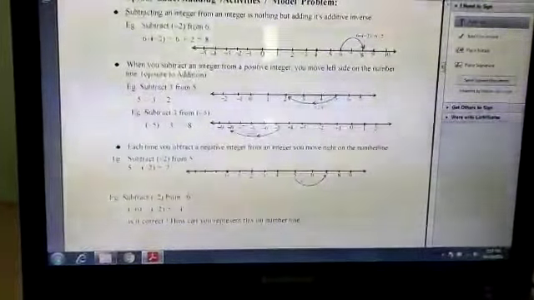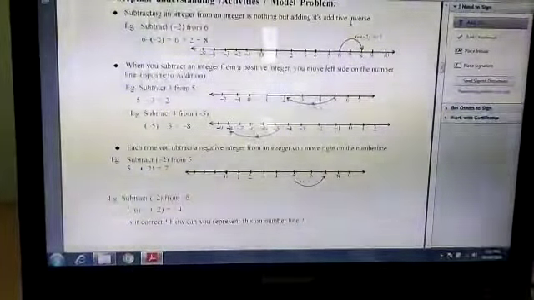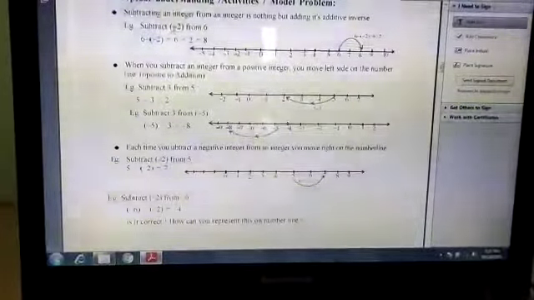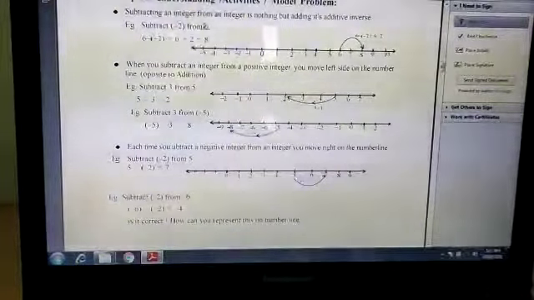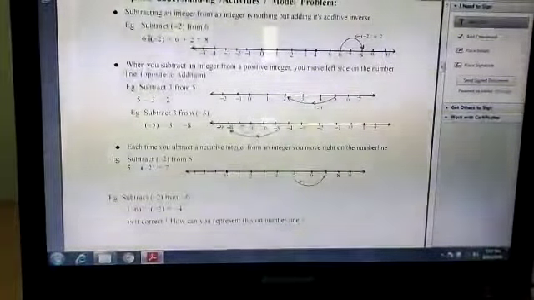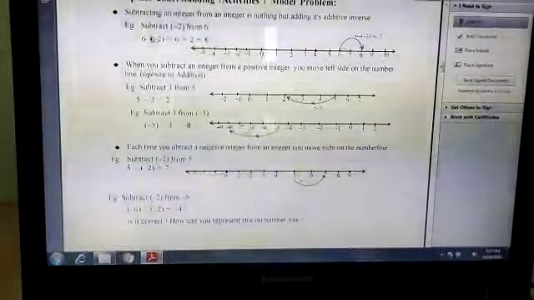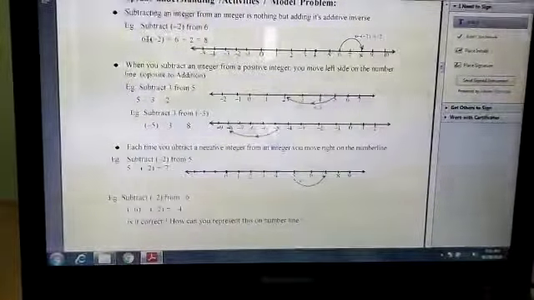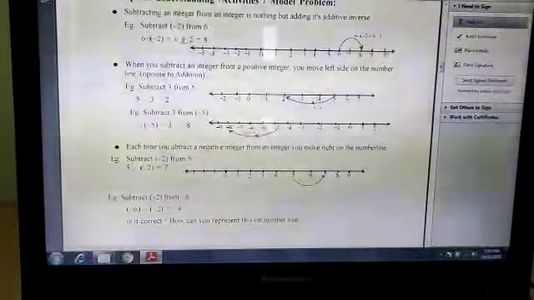Subtracting an integer from an integer is nothing but adding its additive inverse. When you have to subtract -2 from 6, అంటే 6లో నుంచి -2ని మైనస్ చేస్తున్నాం. Here, minus of minus becomes plus. Whenever you get minus of minus, the result will be plus.